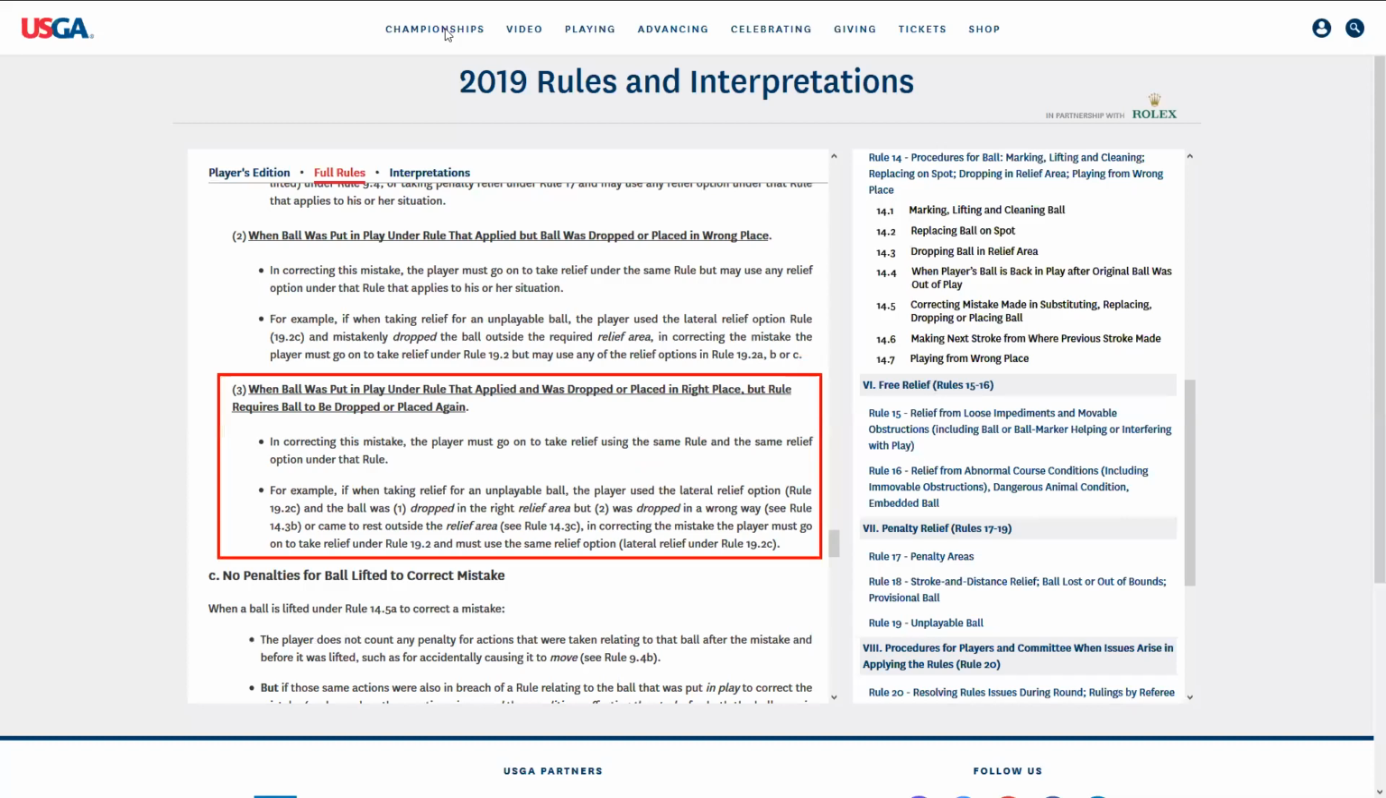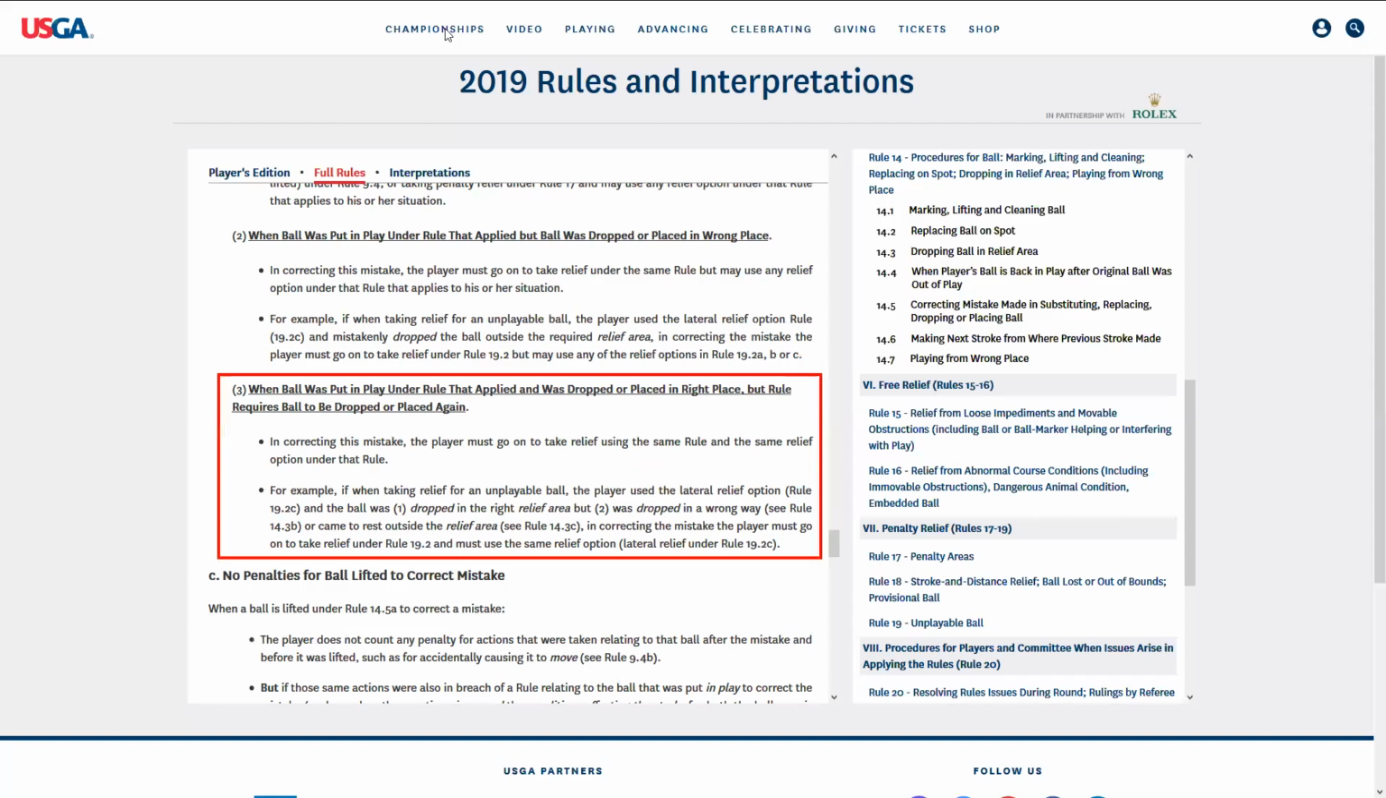It says, for example, if when taking relief for an unplayable ball, the player used the lateral relief option, Rule 19.2c, and the ball was, now you're going to delete the parentheses 1. Just going to take that out. So it will read, and the ball was dropped in the right relief area, but, and you're going to change parentheses number 2 to parentheses number 1. Was dropped in a wrong way, see Rule 14.3b, or, and then after the word or, you're going to insert parentheses 2.